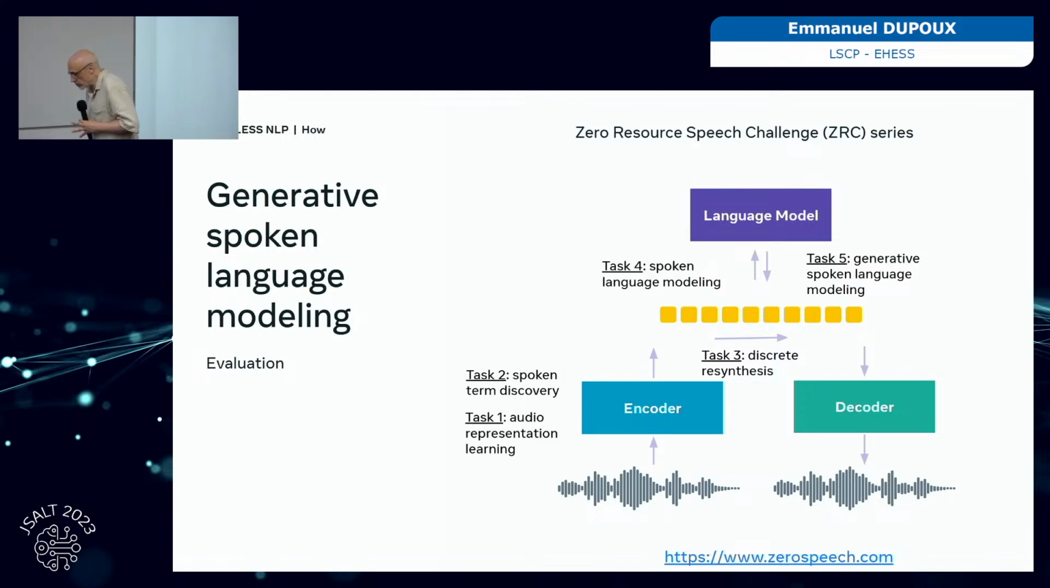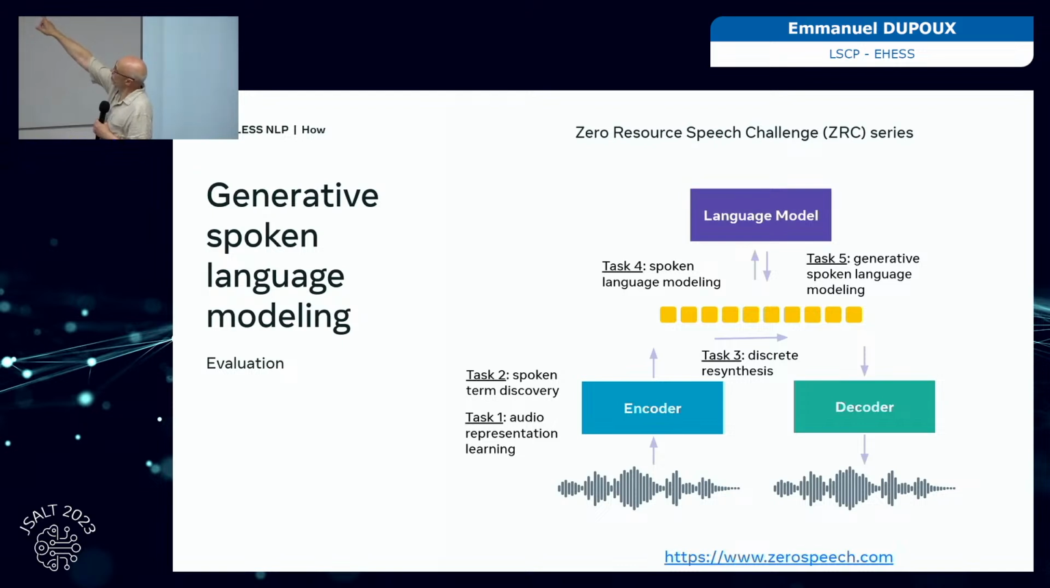And that's what we have been doing in the Zero Resource Challenge for many years: to take this architecture and say, well, assume that you don't have units that you can understand in the middle. How could you define the task and define metrics that will tell you how good you are in this roadmap? And so the first two tasks, task 1 and task 2: the first one is sometimes called acoustic unit discovery, sometimes audio representation learning. Then you have task 2, which is spoken term discovery. So these are about taking the speech and discovering some kind of discrete elements.